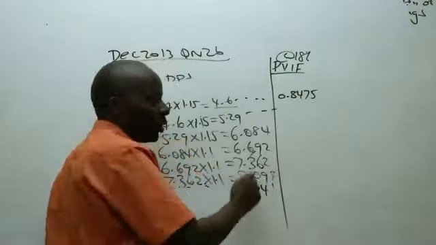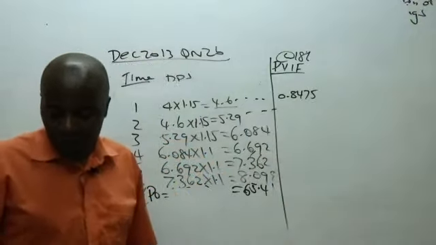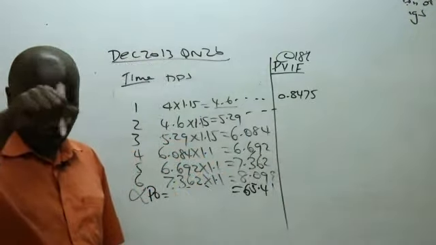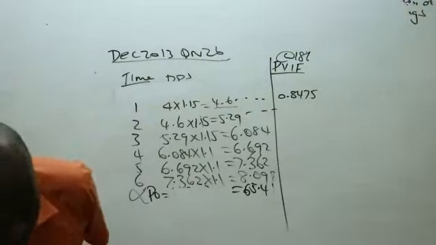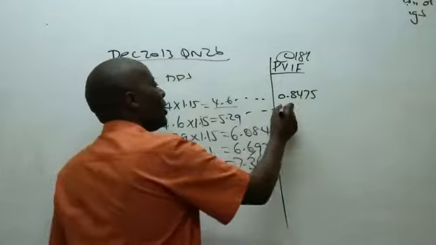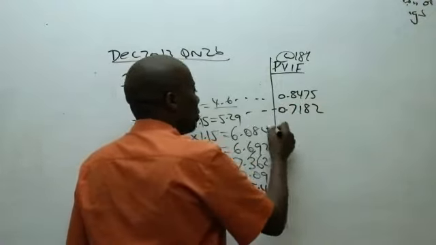How about the second one? The second one for the second year. Remember, you're looking at the 18% column. I can see 0.7182. Thank you very much. 0.7182. We continue with the third one.